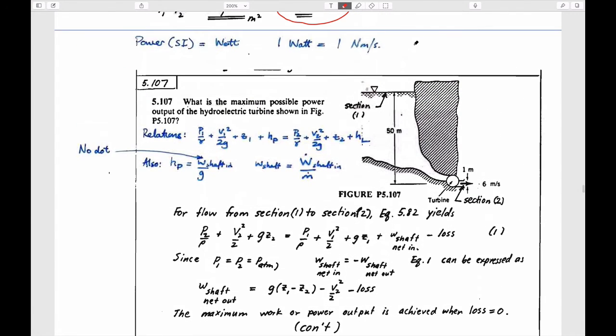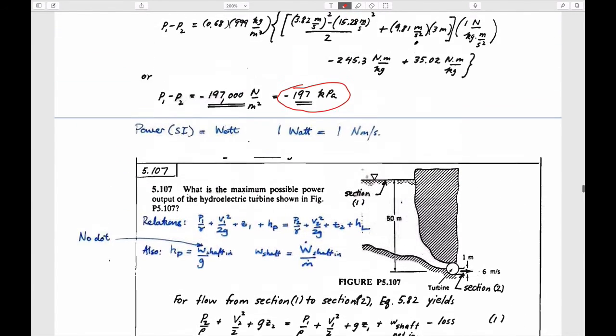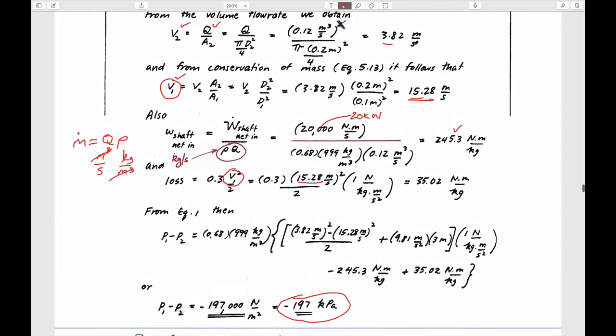Yeah, go ahead. Why didn't you multiply it by density times gravity?